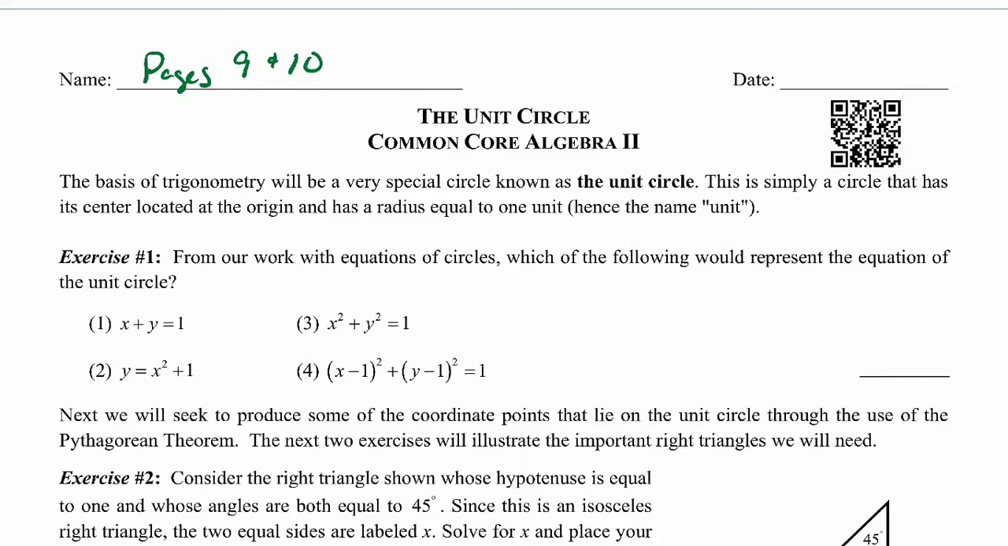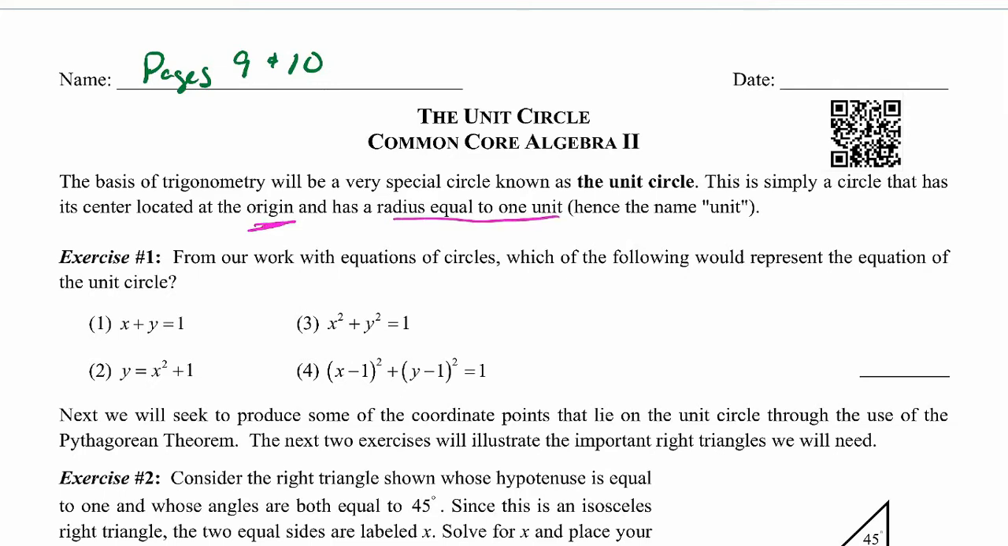Okay, in this lesson, we'll take a look at the unit circle. The basis of trigonometry will be a very special circle known as the unit circle. This is simply a circle that has its center located at the origin and has a radius equal to 1 unit, hence the name unit circle.